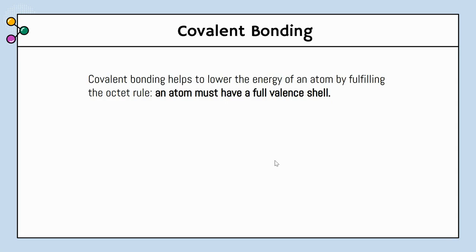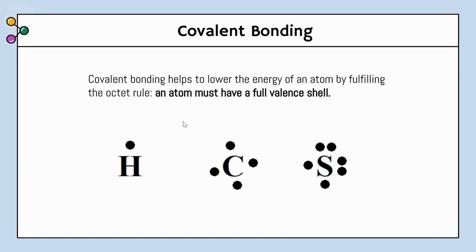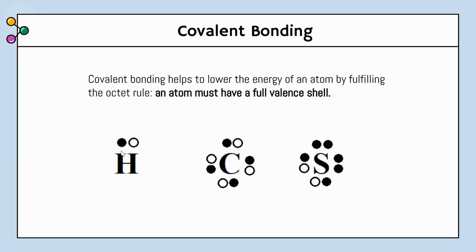Now, covalent bonding helps to lower the energy of an atom because it fills the octet rule. It says that an atom must have a full valence shell. If I take these three atoms, notice that hydrogen, one of our exceptions to the octet rule, is filled when it has 2 electrons. Carbon looks like it needs 4 more electrons to fill its valence shell. And this sulfur atom on the right needs 2 more electrons to fill its valence shell. So covalent bonding allows these spots in each of these atoms, these white circles, to be filled.